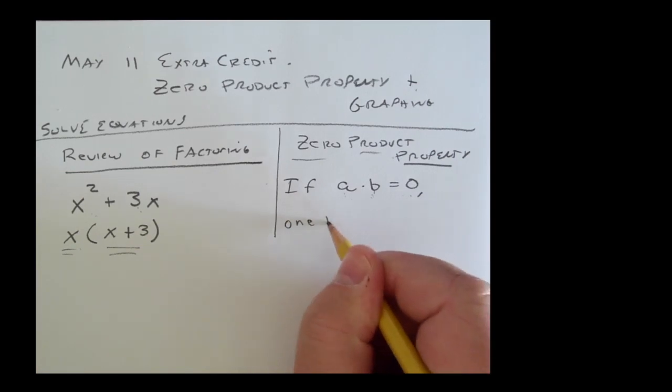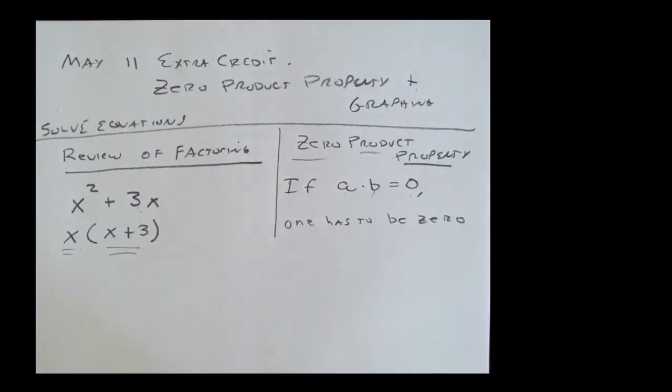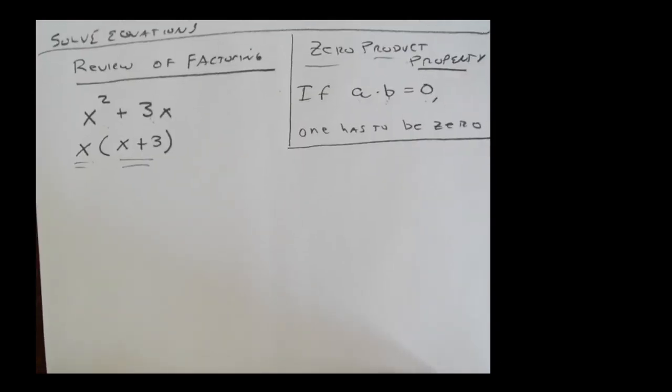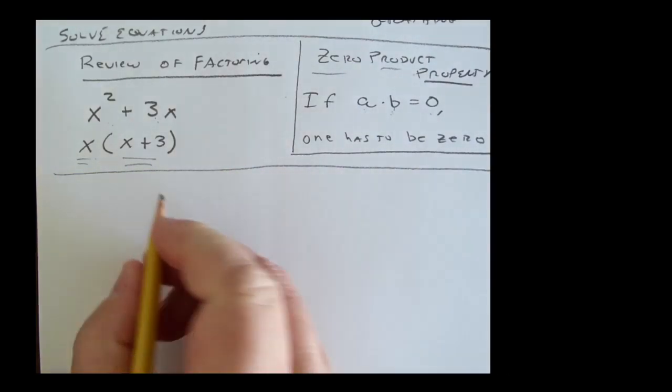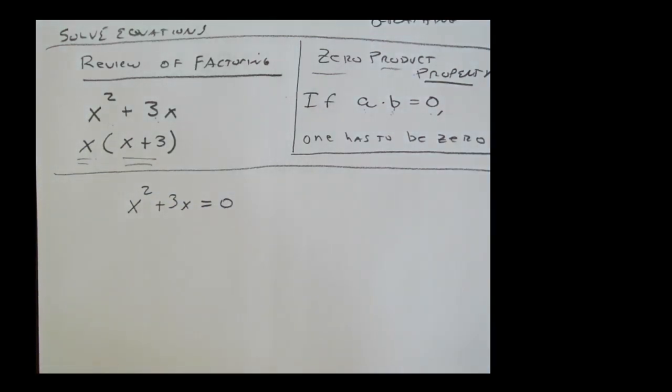Well, one has to be 0. Either A or B has to be 0 because you're getting 0 as the product. And that's the zero product property. It seems pretty simple, but here's how it works. What if I gave you x squared plus 3x equals 0? Now I'm asking you to solve for x. Tell me what x equals.